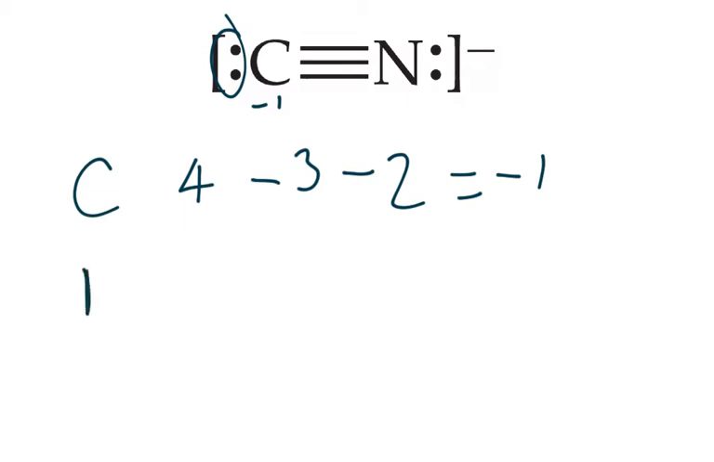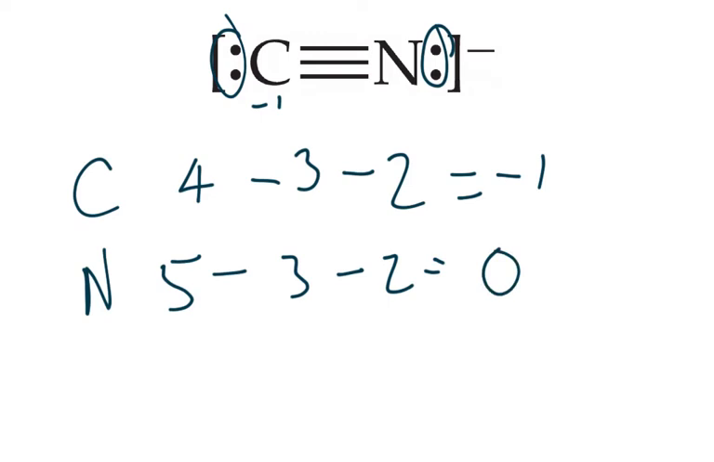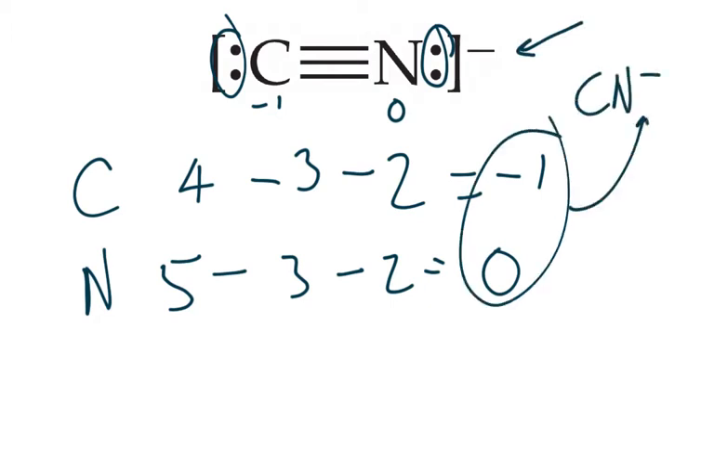Now let's take a look at nitrogen. The valence number for nitrogen is 5. How many sticks do you see around nitrogen? There are 3, and there are 2 dots, which are the non-bonding. So 5 minus 3 is 2, and 2 minus 2 is 0. So the formal charge for nitrogen is 0. We've assigned formal charges to each. That's how you calculate the individual formal charge. Notice that this is an ion, and the sum of the formal charges equals the charge of the overall ion. There's a net negative 1 charge.